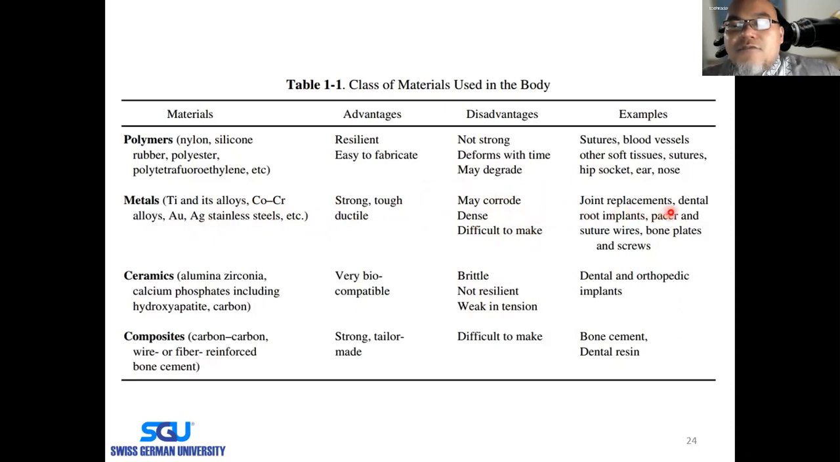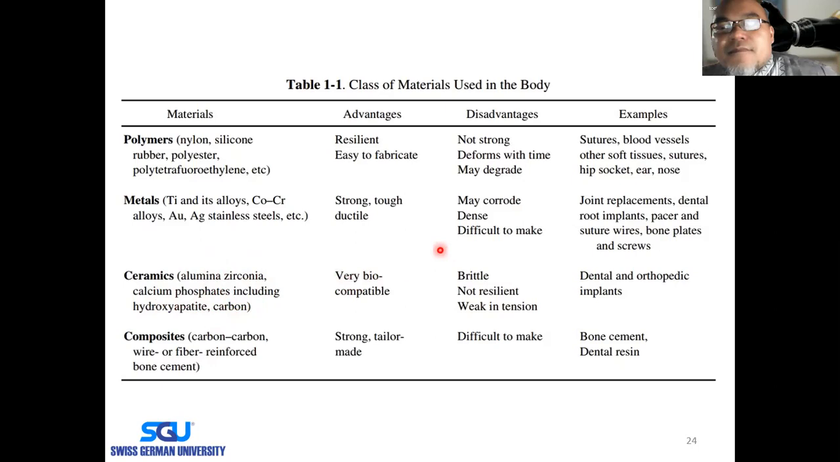So they are usually used for joint replacement, dental root implants, pacer and suture wires, also bone plates and screws. Then we have ceramics made from, for example, alumina, zirconia, and calcium phosphate, including hydroxyapatite. This hydroxyapatite is the ceramic type which resembles the structure of our bone. They are very biocompatible, because many of our body structures are made of ceramics as well, like the bones especially.